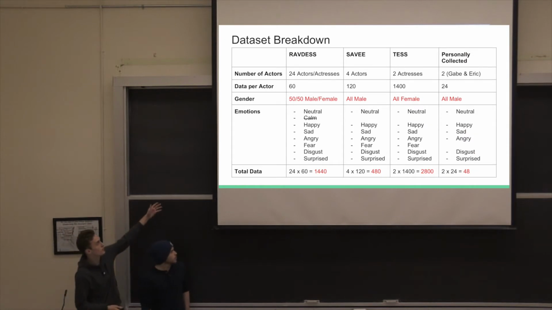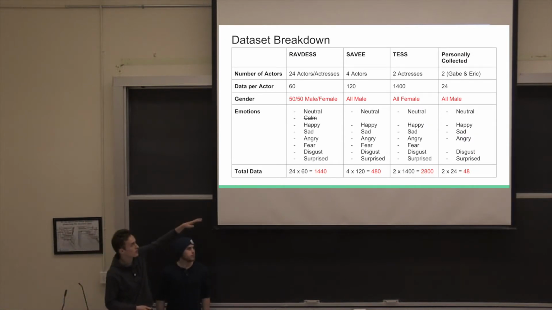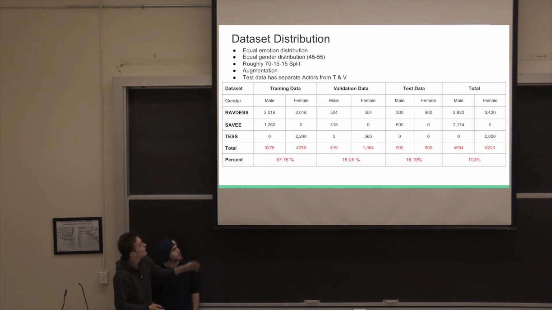To achieve this goal, we looked at three pre-labeled data sets and one personally collected data set. There's a lot of information here, but an important part is that there's not always a 50-50 split between the genders. They had roughly the same emotion classes, and the data sets had fairly different sizes. Using that breakdown, we achieved the following distribution. The important part is that we had equal emotional distribution in training, validation, and testing. We had roughly the same gender split in each one, like 50-50. We had the 70-15-15 split that we wanted. And lastly, test data has actors that are not in training or validation.